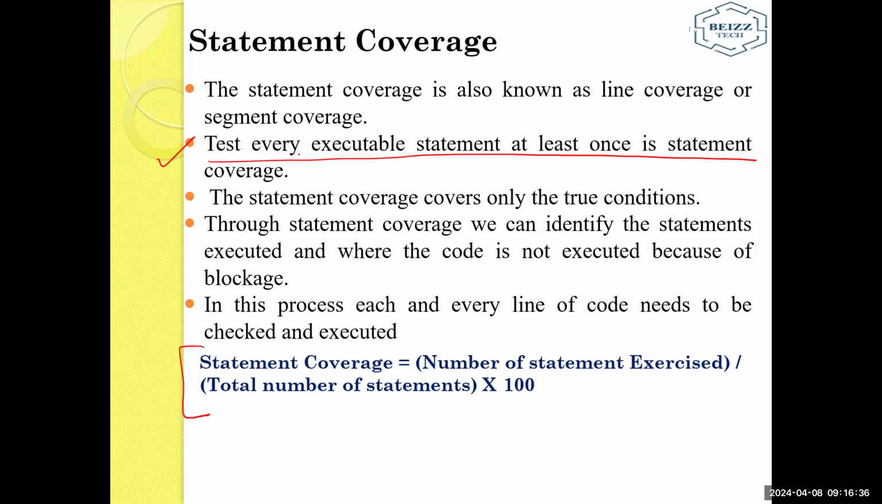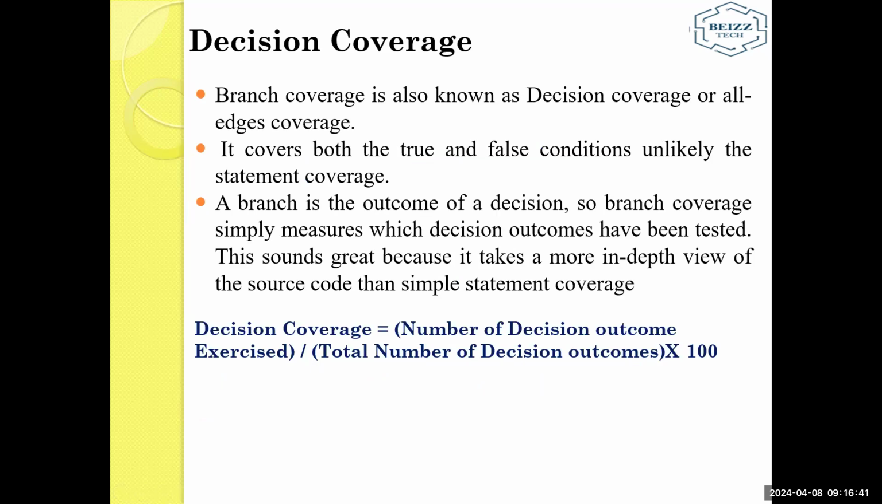It is quite a lengthy process because we are going to test each and every executable statement. But when we talk about decision, which is nothing but branch, every branch we need to execute in two ways. So it covers both true and false conditions, unlike statement coverage, which focuses only on executable statements. But in branch coverage, we need to test both true and false conditions. Similarly, this is the percentage formula: number of decision outcomes exercised divided by total number of outcomes, times 100. But mostly the questions are asked based on pseudocode.